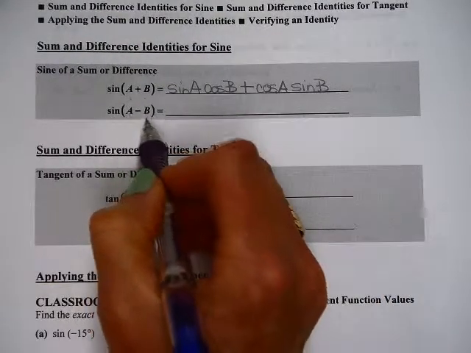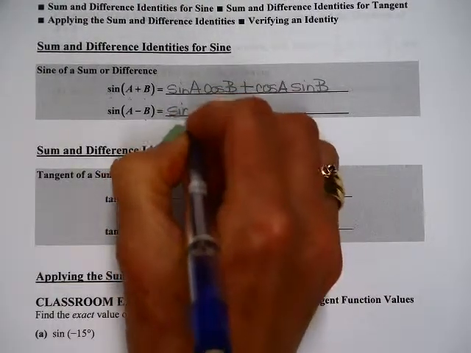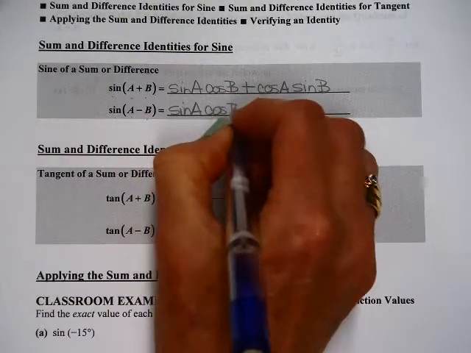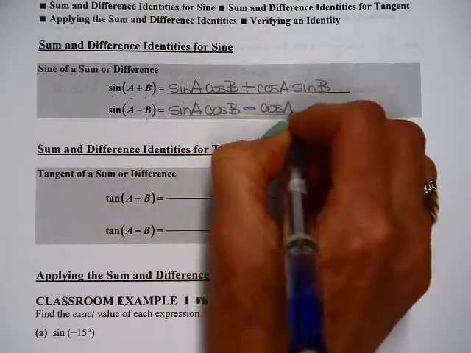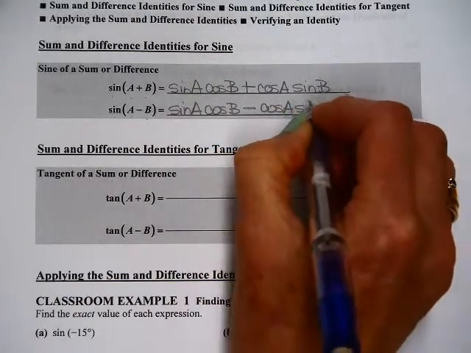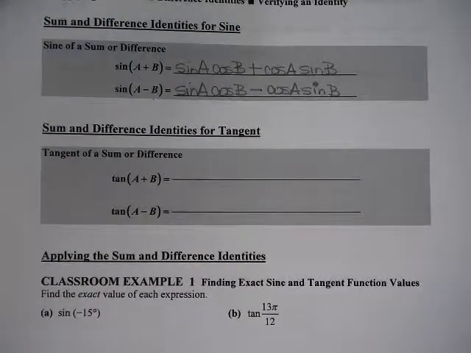Now the sine of A minus B is going to be the same except for the sign in the middle: sine of A, cosine of B, minus cosine of A times the sine of B. Again, that's a formula.